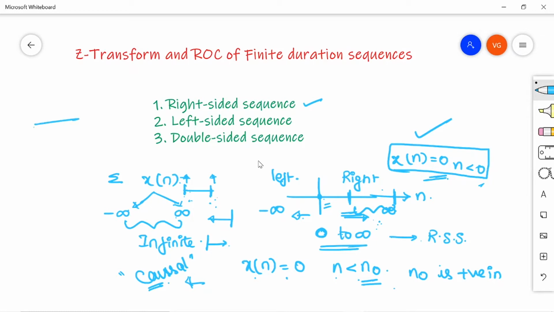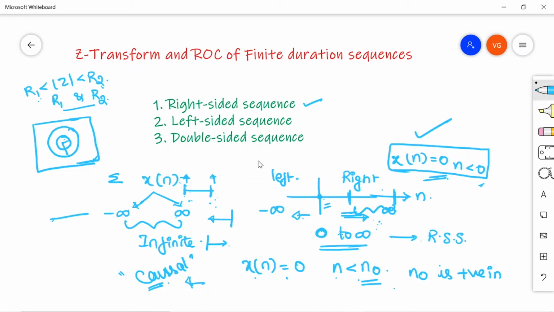This is your Z plane. If you imagine, this is your Z plane. As I said, it has a lower limit and an upper limit. Let us say the lower limit and upper limit are R1 and R2. That is, the signal is extending between R1 and R2, right? So the signal converges in the region of R1 and R2. Here, the lower limit is restricted as it is a right-sided sequence. The region of convergence here is like this.